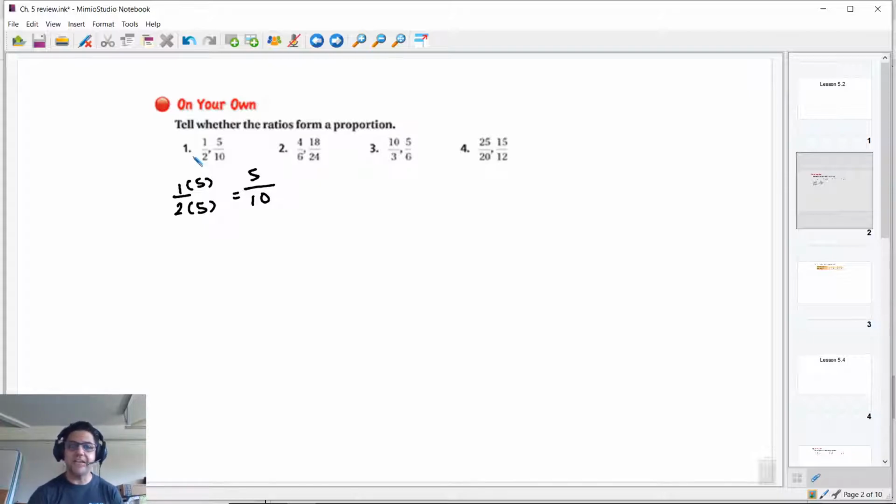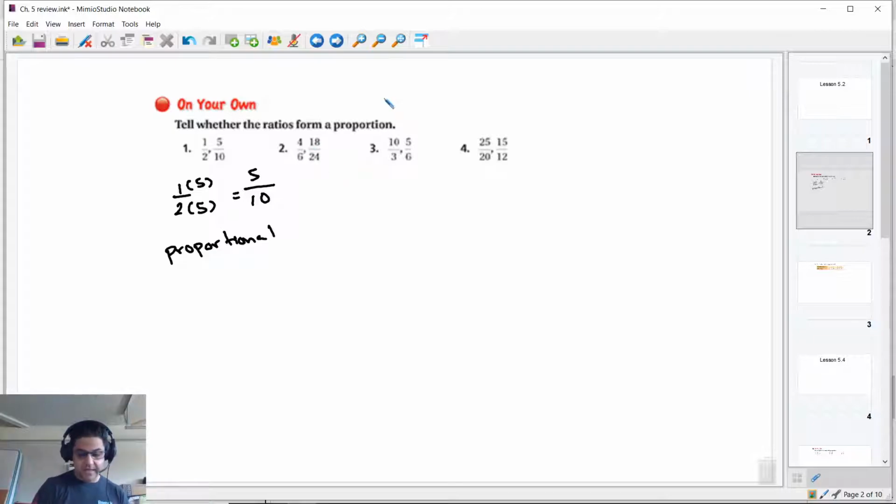Now we're not going to say yes or no. We're going to say proportional. Look at it right there. Proportional. Or you could write out a sentence: the ratios form a proportion. Proportional, a little bit easier for students though. All right, so you can always try to change your smaller denominator into your larger denominator.